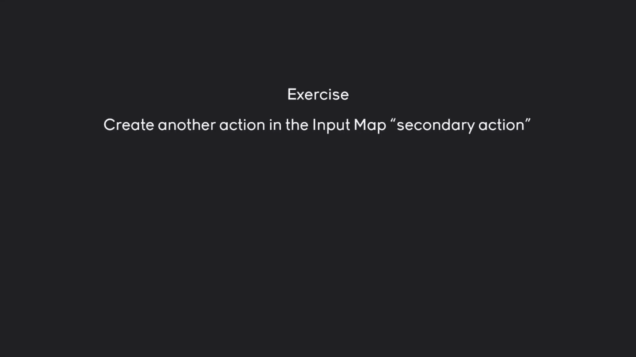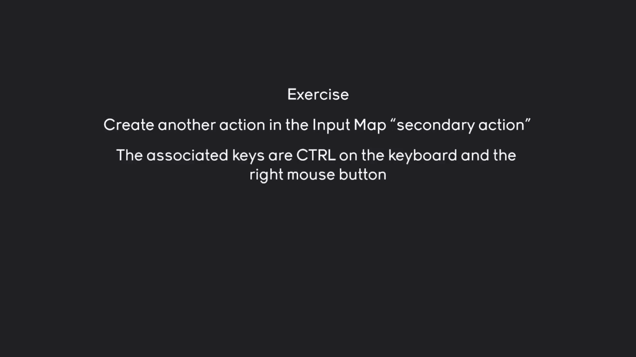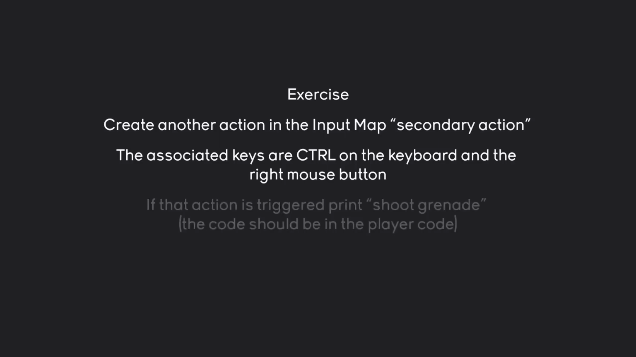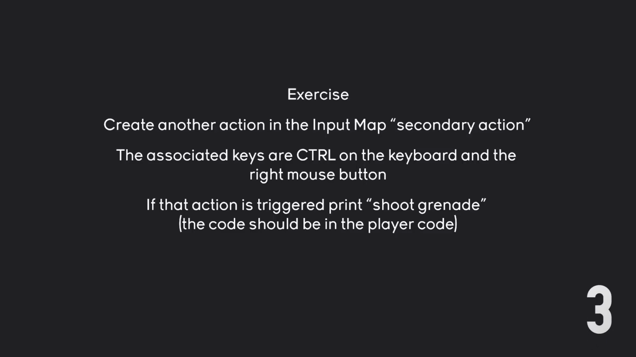I want you guys to create another action in the input map and call it secondary action. The associated keys are control, left control to be more specific, but it doesn't really matter, and also the right mouse button. If that action is triggered, print shoot grenade, and all of the code should be inside of the player right below the laser. Pause the video now and try to figure this one out.